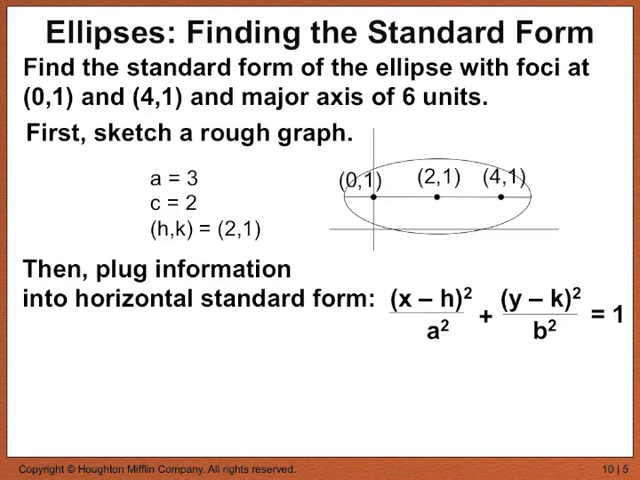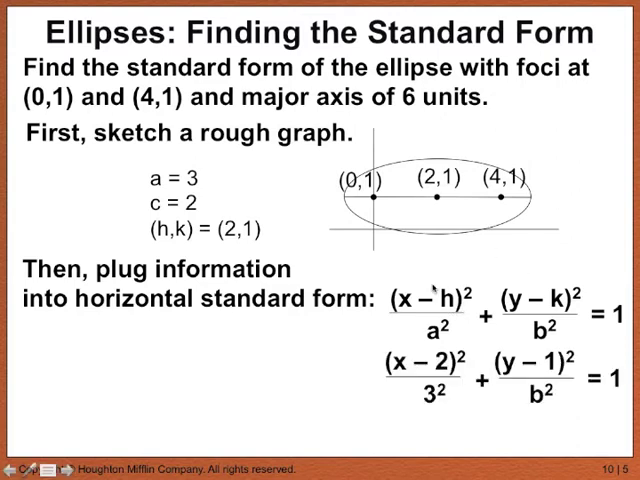So the next step is to plug information into the horizontal standard form. We're using the horizontal standard form because this is a horizontal ellipse. (x minus h) squared over a squared plus (y minus k) squared over b squared equals 1. And now we just fill in what we can. So we knew that (h, k) is (2, 1), so h is 2 and k is 1. We also knew that a was 3, so we put 3 in for a. And we don't know what b is yet, but we're going to find out soon what it is.